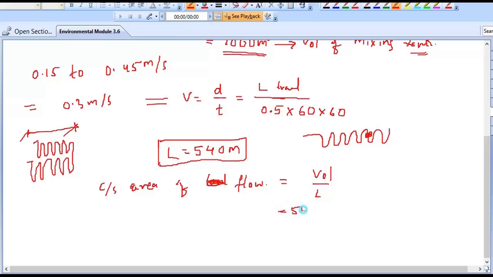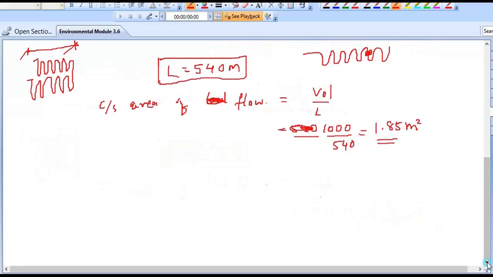That is 540 divided by length is how much? Sorry, 1000 divided by 540. The answer is 1.85 meter square. Okay, now 1.85 meter square it got.